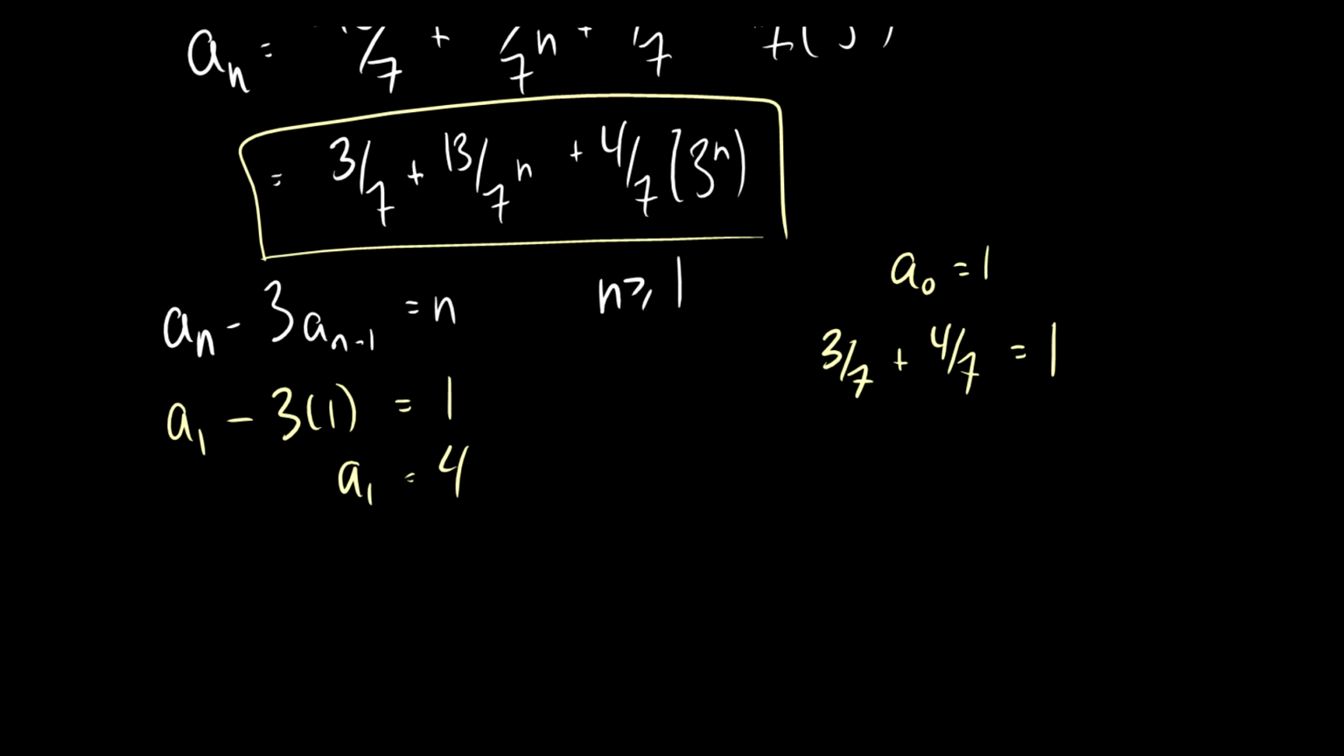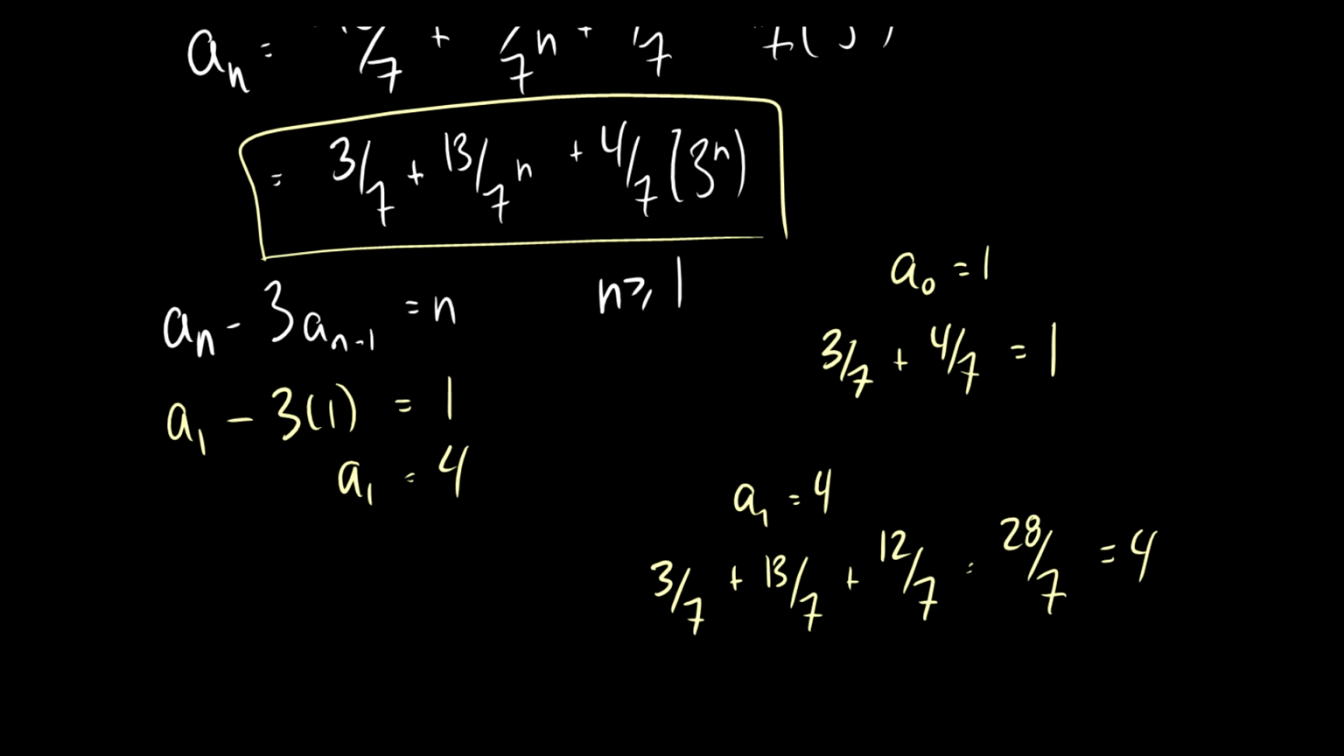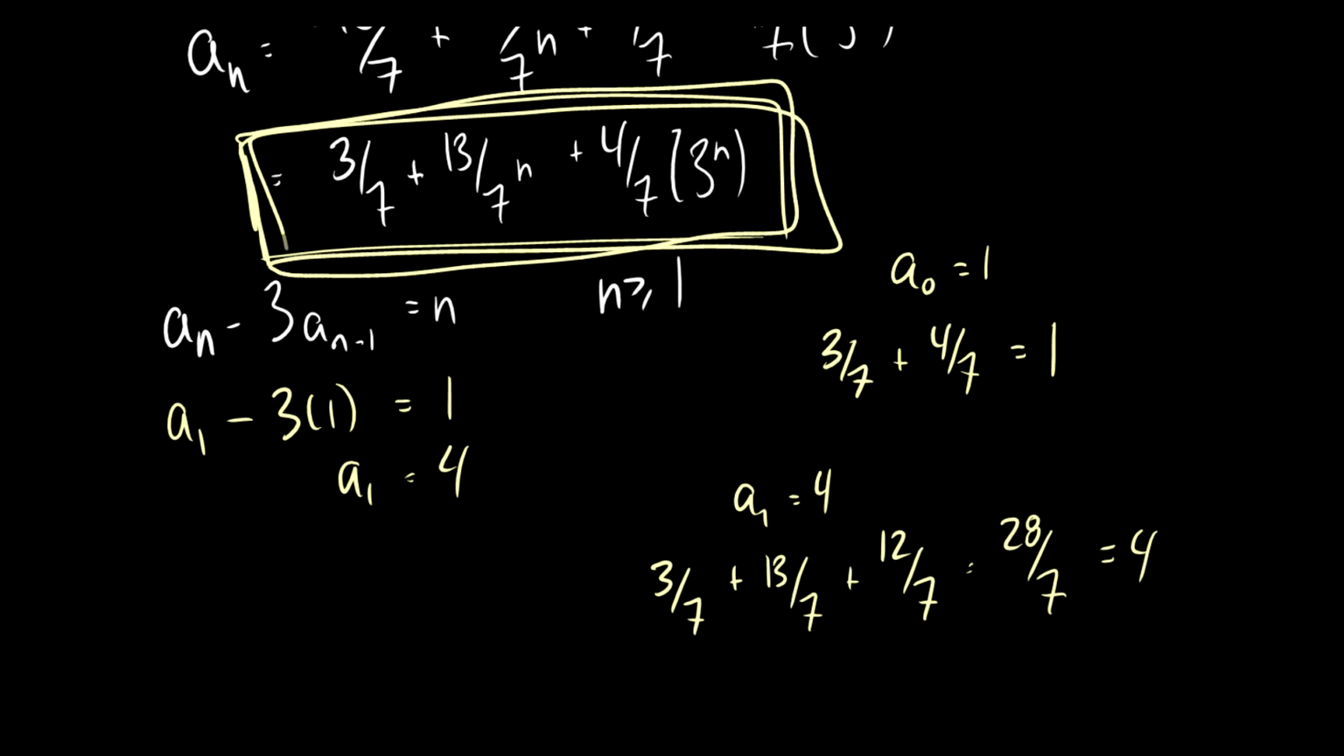So a1 is equal to 4. Let's test this out. 3/7 plus 13/7 plus, well, 3 to the 1 is just 3, so plus 12/7. This is very scary. 3 plus 13 is 16, plus 12 is 28/7, and this is equal to 4. So it turns out this is the correct solution to the recurrence relation using generating functions.